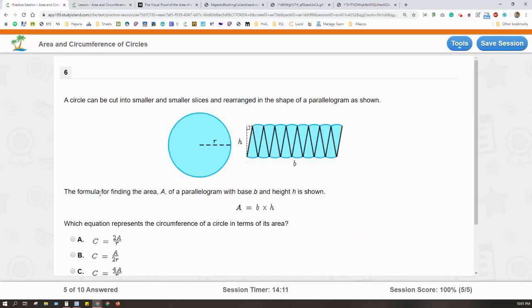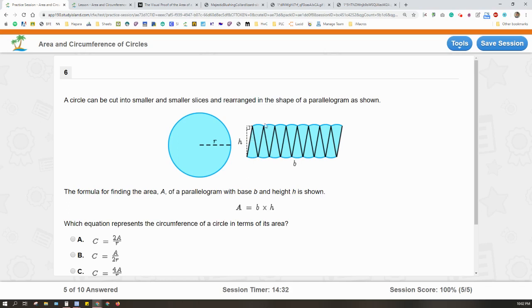So here we go. The formula for finding the area, A, of a parallelogram with base B and height H is shown below. So the area of a parallelogram is base times height. The base is the distance along the bottom, and the height is the distance from the bottom to the top. Which equation represents the circumference of the circle in terms of its area?